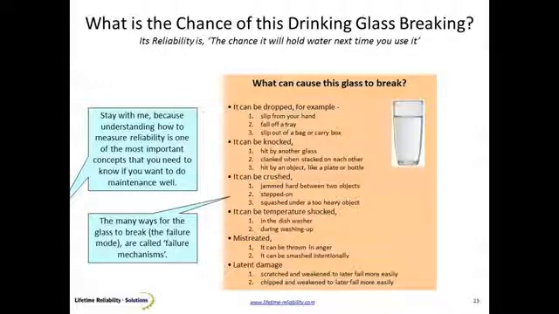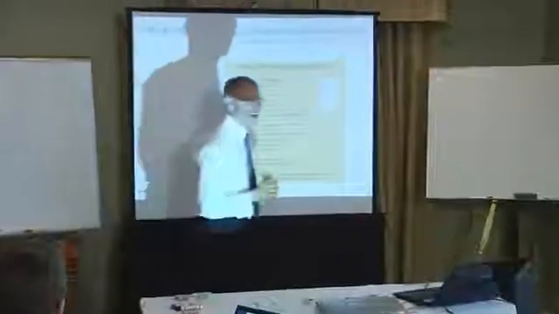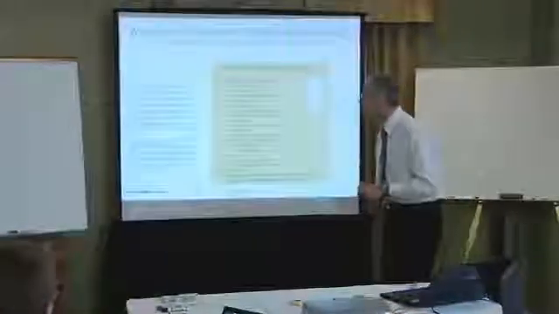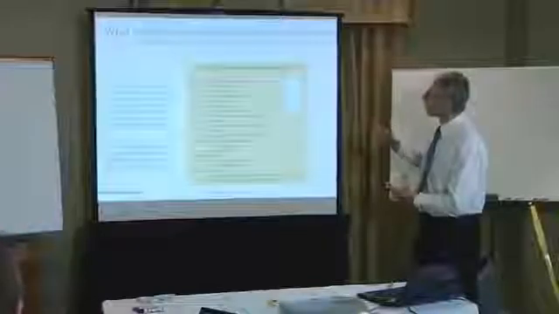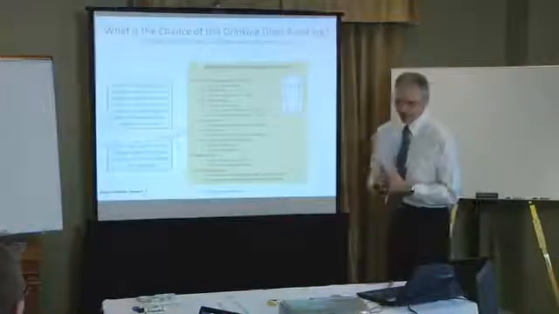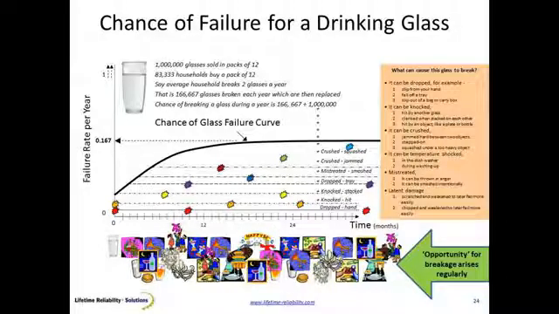When you look at why they break, there's a number of reasons, and I've put 15 down there. They slip out of your hand, they fall off a tray, they're on the edge of a table, they get knocked. There's a whole bunch of reasons that glasses break. So we can look at what happens with the life of a glass, and see what the impact is on the reliability of a glass.